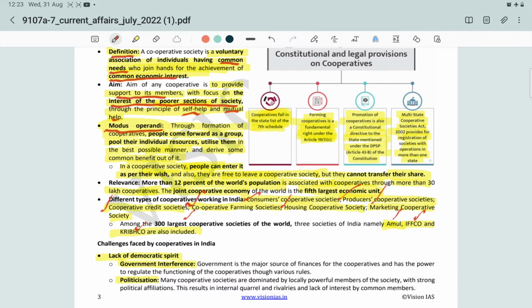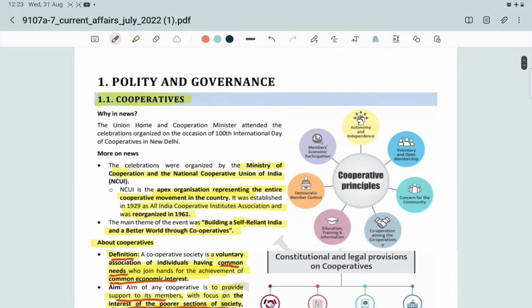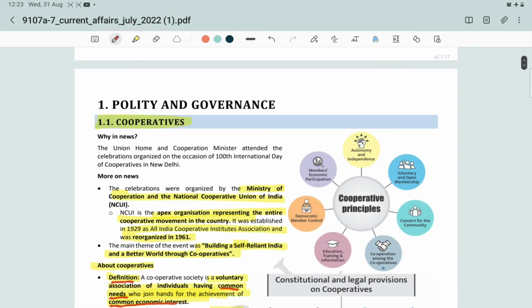Now let's see why this is in news. Recently, our Union Home and Cooperation Minister attended the celebration organized on the occasion of the 100th International Day of Cooperatives, that was held in New Delhi. The celebration was organized by the Ministry of Cooperation and the National Cooperative Union of India, NCUI.